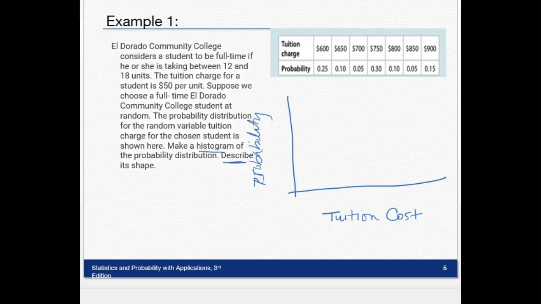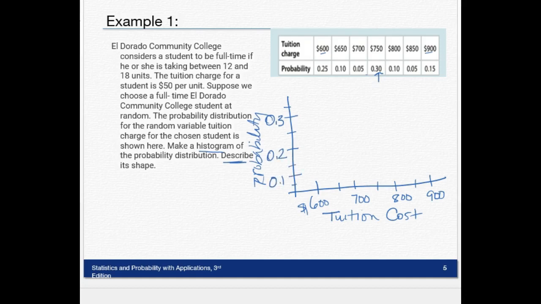All right, now look at where I start. I start at 600, I go to 900. So I'm going to start here at 600, and there's 650, 700, 750, 800, 850, 900. Okay? Now, look at my probabilities. What's the highest probability here? It's 0.3, right? That's the highest one there. So I don't really need to go any higher than 0.3. I can go 0.35 if I wanted.